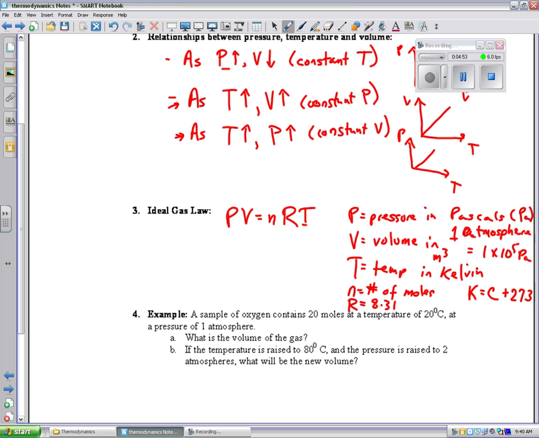Now, if the number of moles is constant, which it almost always is, I can rewrite this as P1 V1 over T1 equals P2 V2 over T2. Sometimes it's easier to use this version of it, and sometimes it's easier to use the other one.